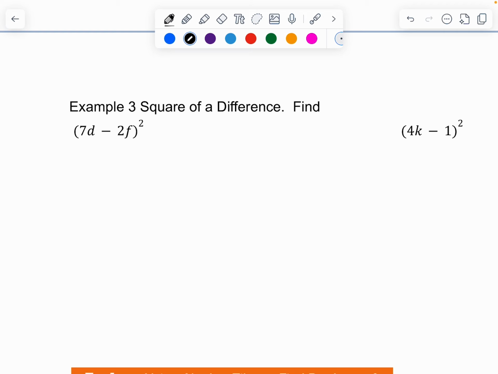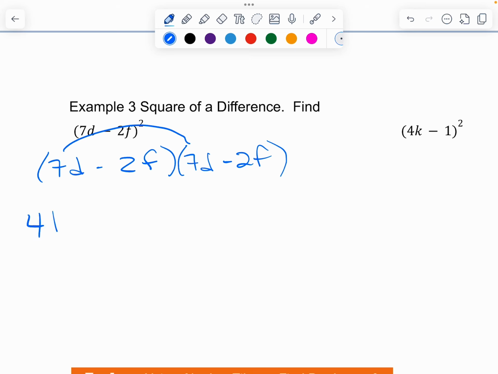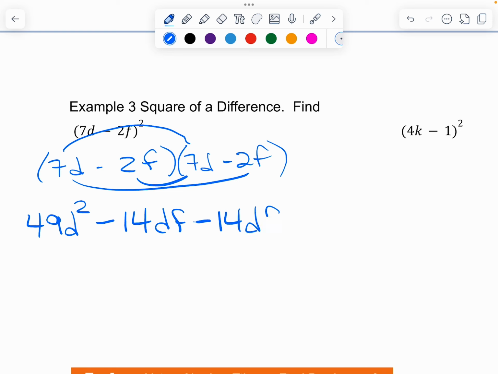This time, it's the difference. So, I do the exact same thing. I'm going to multiply it out first. Let me multiply it out. 7d minus 2f, 7d minus 2f. And if I do this, I get 49d squared. Then I do this, negative 14df. And here, negative 14df. And here, plus 4f squared.